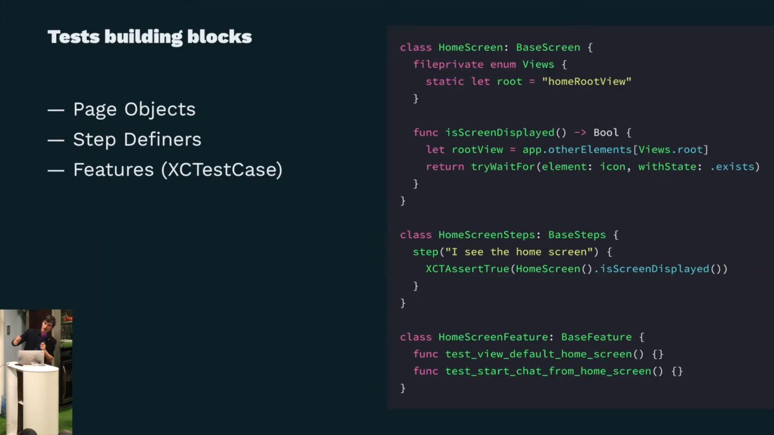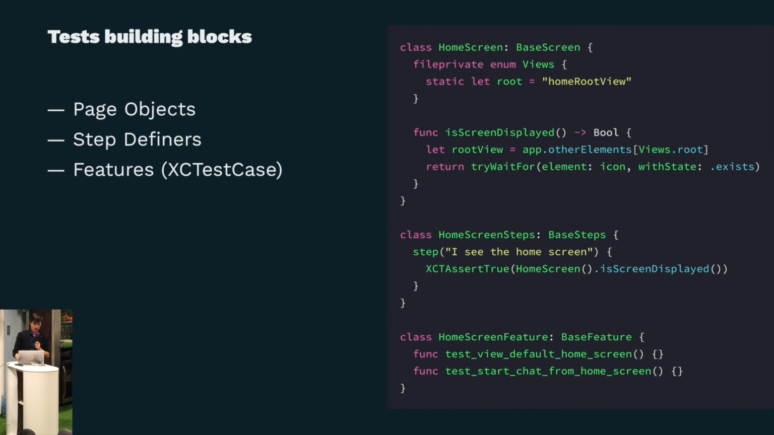So for example, here, the example of the home screen, it has some accessibility identifiers, and then it has a method that returns bool if the screen is displayed or not. And then it has all the implementation details of how to understand that the screen is displayed. For example, here it checks the root view, and checks that its accessibility identifier is what it needs to be. So we use page objects. Another thing that we use is the step definers, which provide all the implementations of the steps and use page objects to actually do stuff.